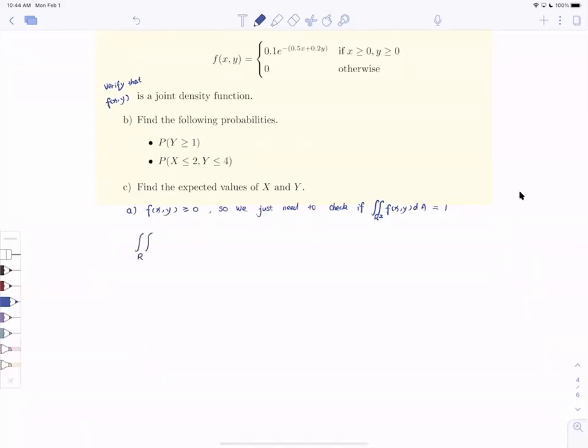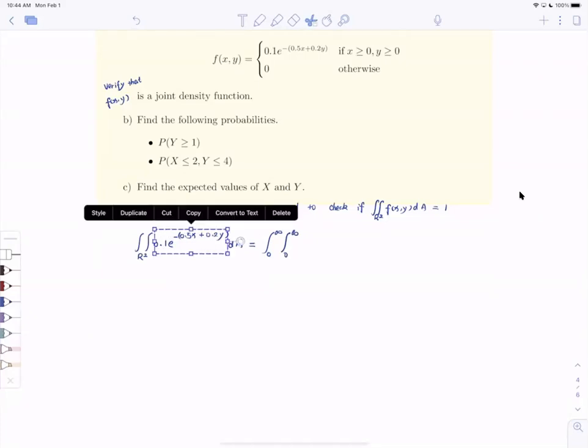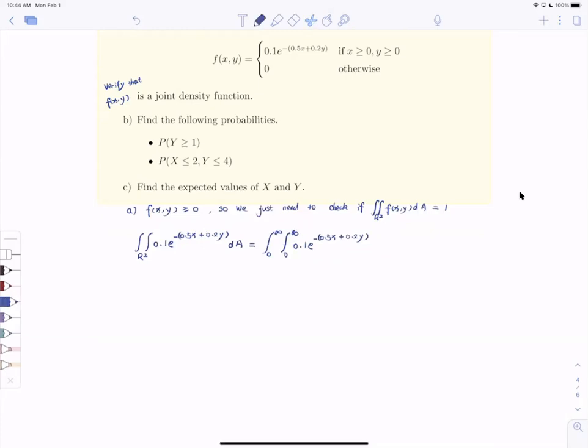So the integral over R squared of 0.1 e to the negative 0.5x plus 0.2y dA equals, so 0 to infinity, 0 to infinity, and then this, and then dy dx. Okay, and you can take out 0.1 and separate them, since here it is e to the negative 0.5x times e to the negative 0.2y. So we can separate them, do dx and dy separately.